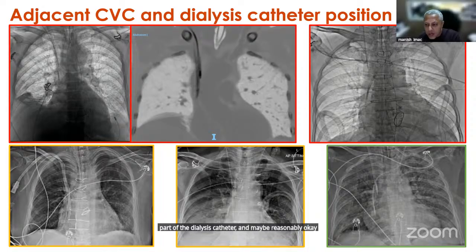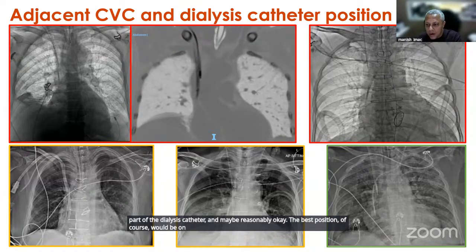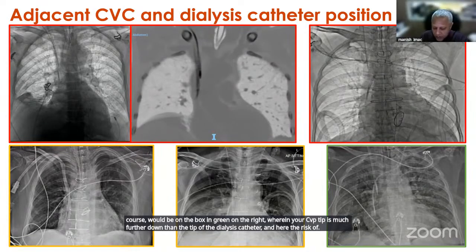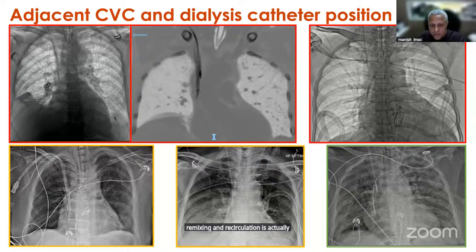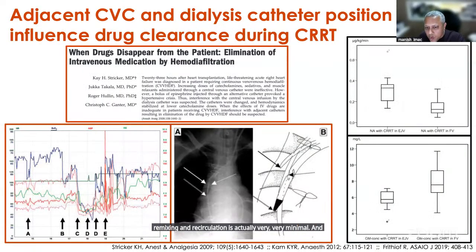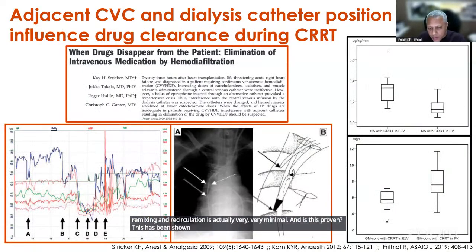The best position, of course, would be the box in green on the right, wherein your CVP tip is much further down than the tip of the dialysis catheter. And here the risk of remixing and recirculation is actually very, very minimal. And is this proven? This has been shown in a case report that was published. So this was a post-cardiac transplant patient whose blood pressure just did not improve despite increasing doses of vasopressors.